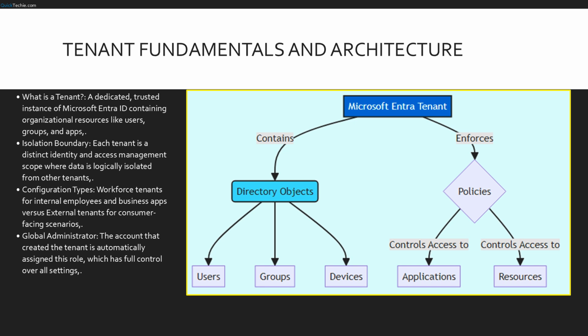At the top, we have the Microsoft Entra tenant itself. It acts as the parent container for all directory objects, shown here branching into users, groups, and devices. The tenant isn't just storage. It actively enforces policies. These policies sit between your objects and your assets, controlling access to applications and resources. This visual structure reinforces the concept of the tenant as both a directory and a security boundary.